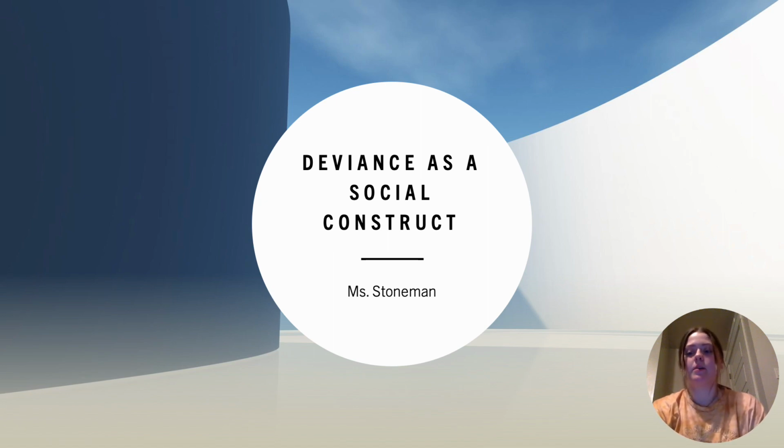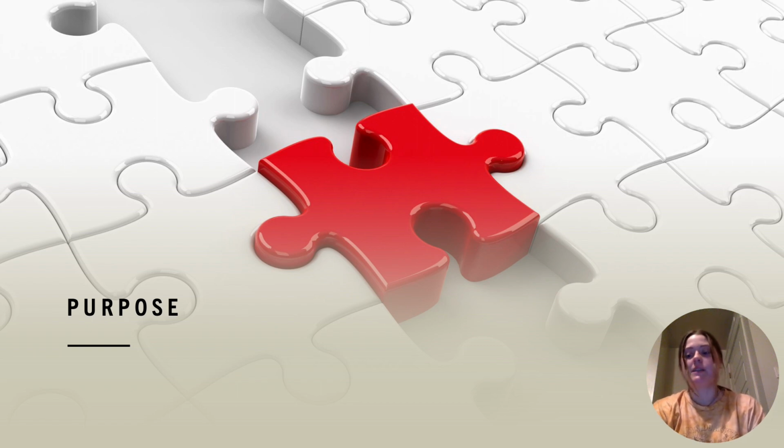Hello class, and welcome to our third lecture in our deviance class, which will be about deviance as a social construct. So the purpose of this lecture is to help you establish what exactly a social construct is and how we can apply that to deviance. And I'm going to provide an example for this and we'll use that.